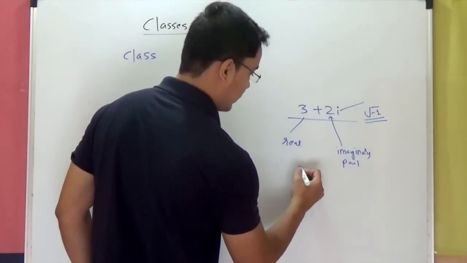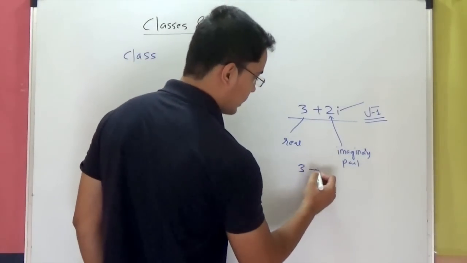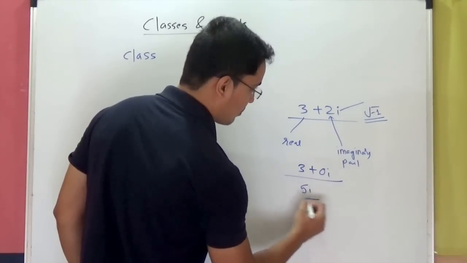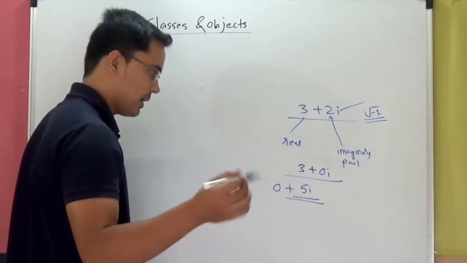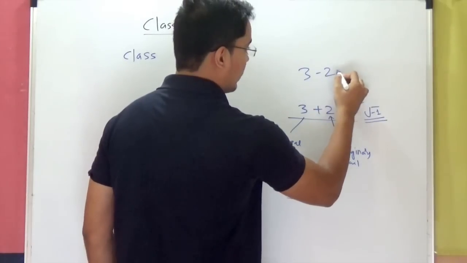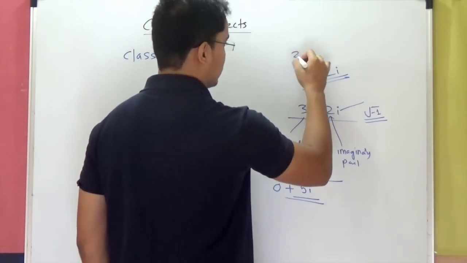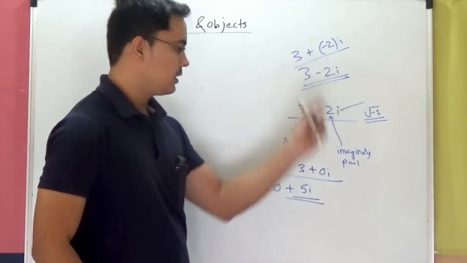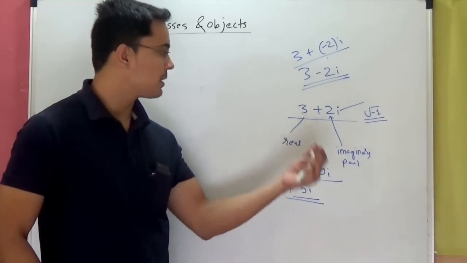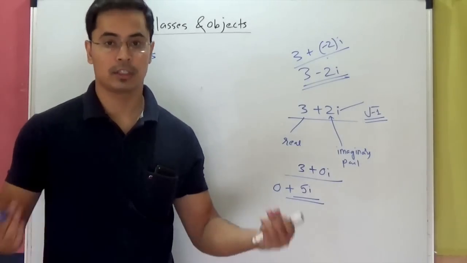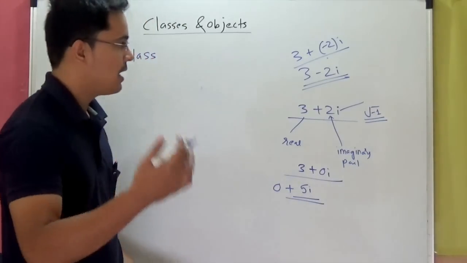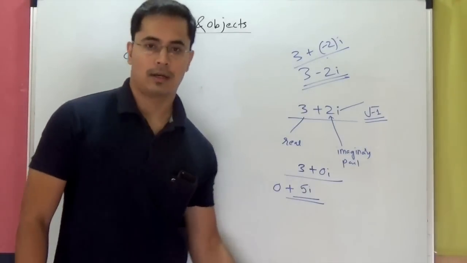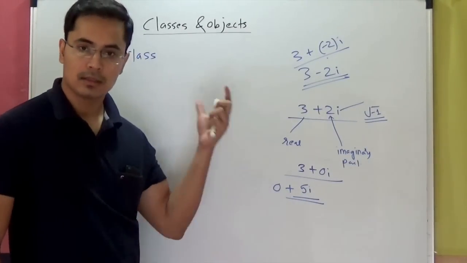It could be, even this is a complex number, so this will be treated as 3 plus 0i. Even 5i is a complex number; this will be treated as 0 plus 5i. 3 minus 2i is also a complex number; this will be treated as 3 plus minus 2i. So these are all examples of complex numbers, and complex numbers can have arithmetic operations performed upon them, such as addition, subtraction, multiplication. So we are going to write a class to represent complex numbers in C++.